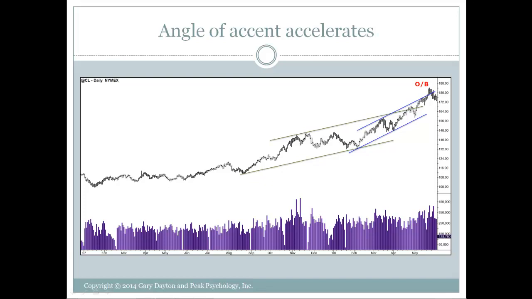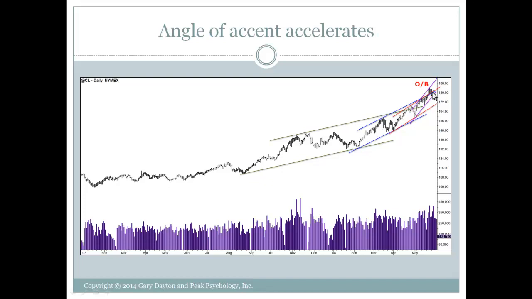Okay, everybody should be able to see that. Okay, and look, it accelerates even more and even more. As the top is coming into play, buyers want to get in on this. They think that oil is going to go.